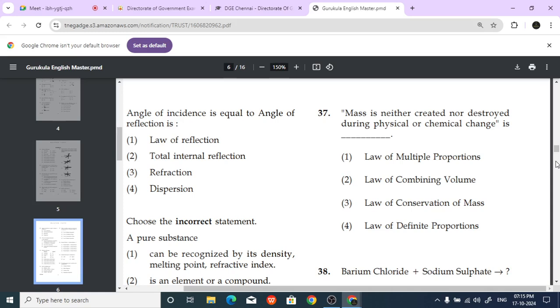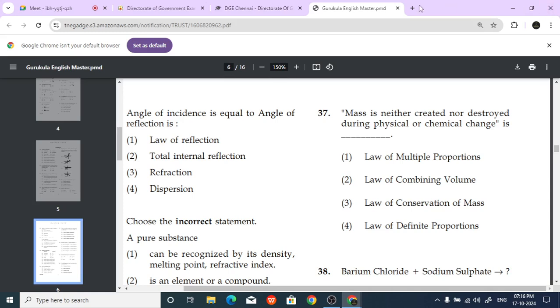Angle of incidence is equal to angle of reflection is. Law of reflection, sir. Angle of incidence equal to angle of reflection is. I don't know, this sentence is a little confusing. Is it law of reflection or total internal reflection?